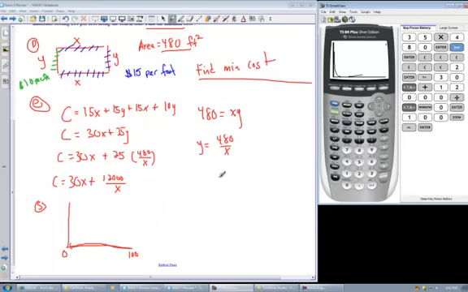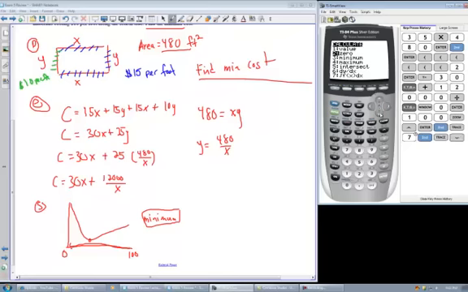It goes down, and it comes up. Good enough. And I'm looking for this minimum, right? So I'm going to hit the minimum button. I hit second trace to pull up the calculate menu, and I go down to minimum, which is number 3.